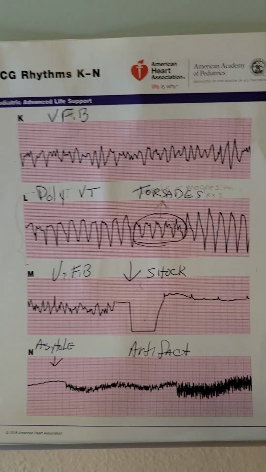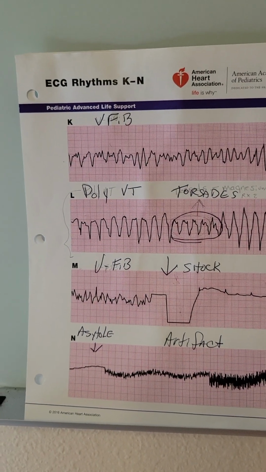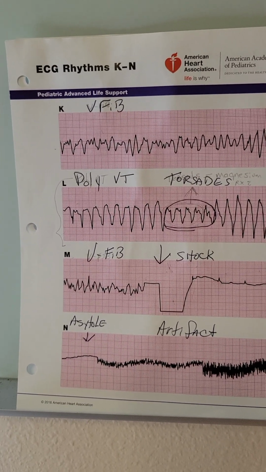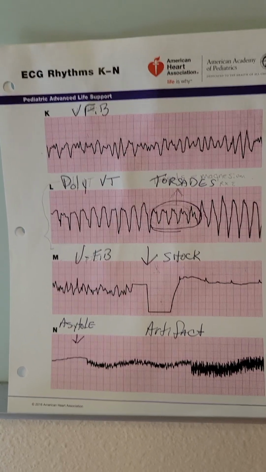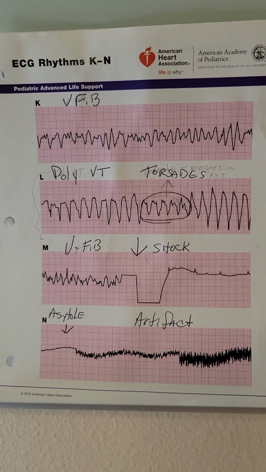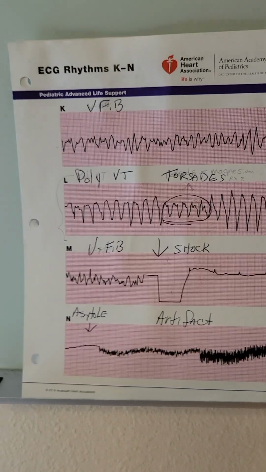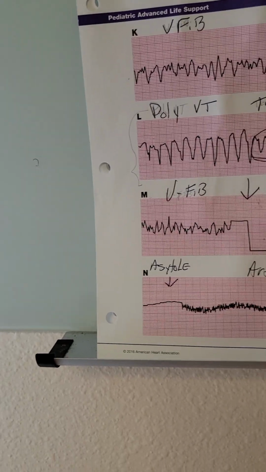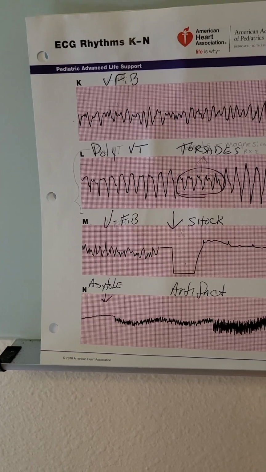VFib gets shocked, don't they? But we start out with CPR. Then we shock using the 2, 4, 6, 8 joules. And then we go to epi, 0.01. Then we go to amiodarone, which we said was 0.5 milligrams per kilogram of amiodarone.